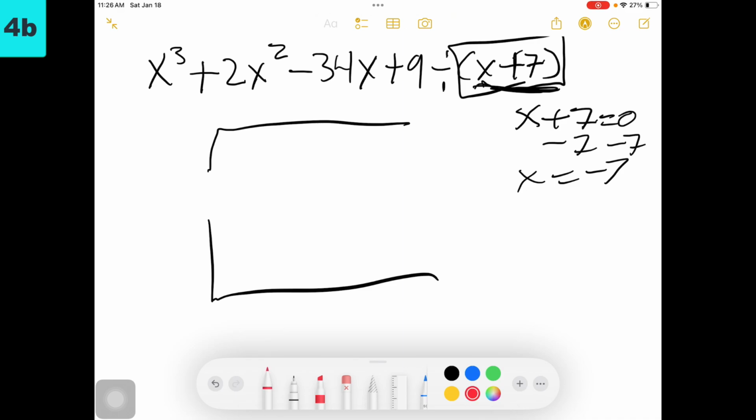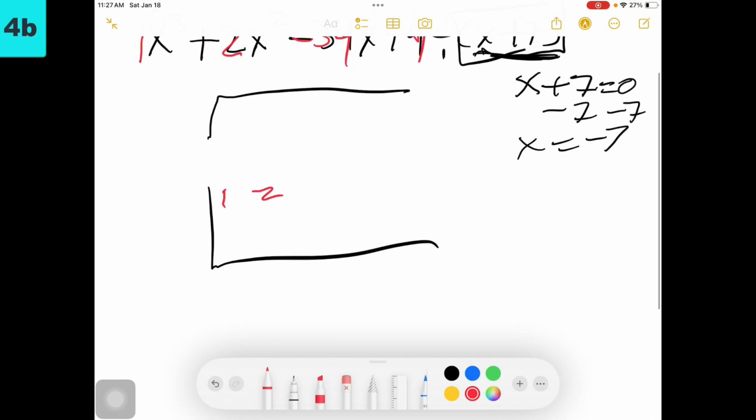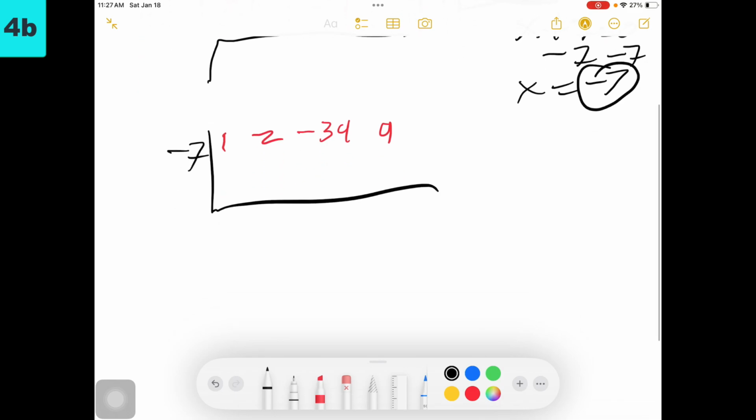And then you have to find each coefficient, which is the numbers in front of the x. So there's 1, and then there's 2, and then there's negative 34, and then of course 9. And you just add these all to the top of the little box that we have here, or the half box, I guess. So 1, 2, negative 34, and then 9. And then you put this negative 7 over here.